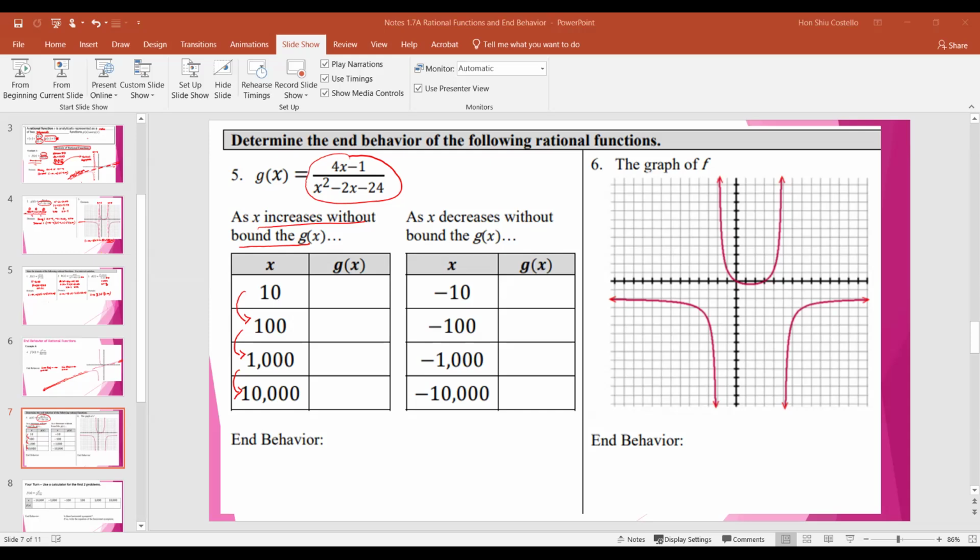Okay, what goes on the bottom? 10 squared minus 2 times 10 minus 24. We all get 0.696. Okay, do 100, 1,000, and what is it? 10,000. See what's happening to your output values as x gets bigger and bigger and bigger.